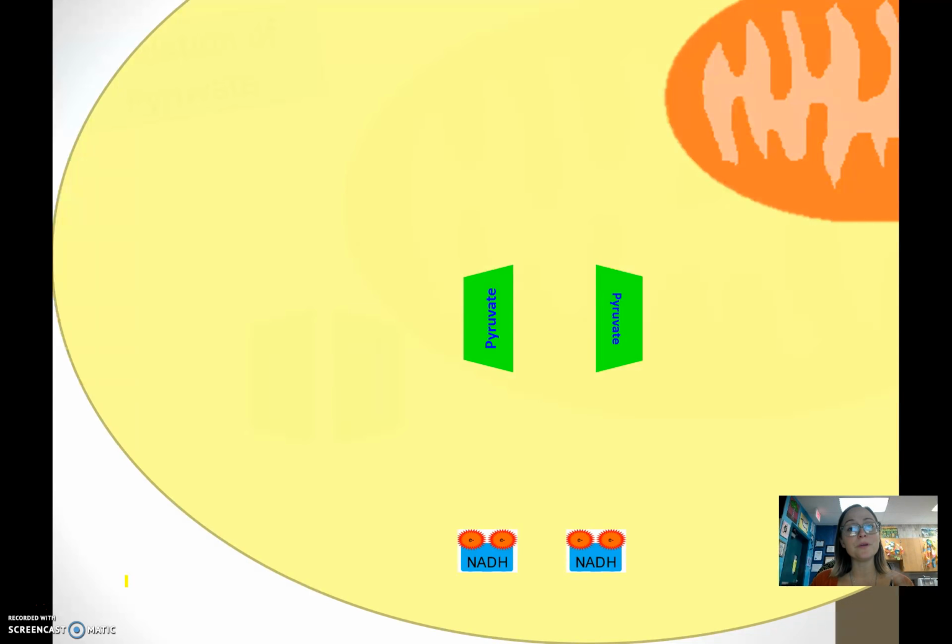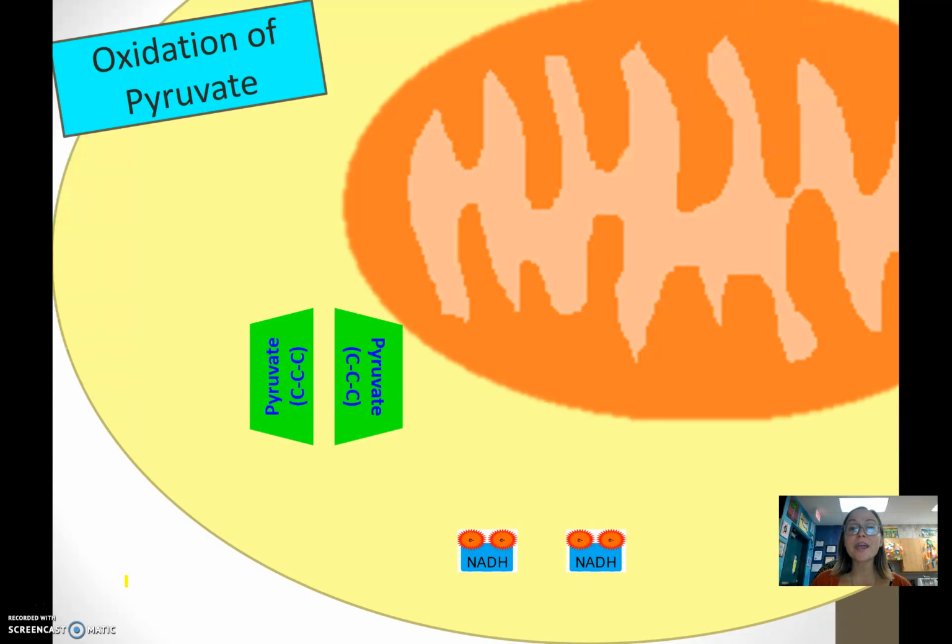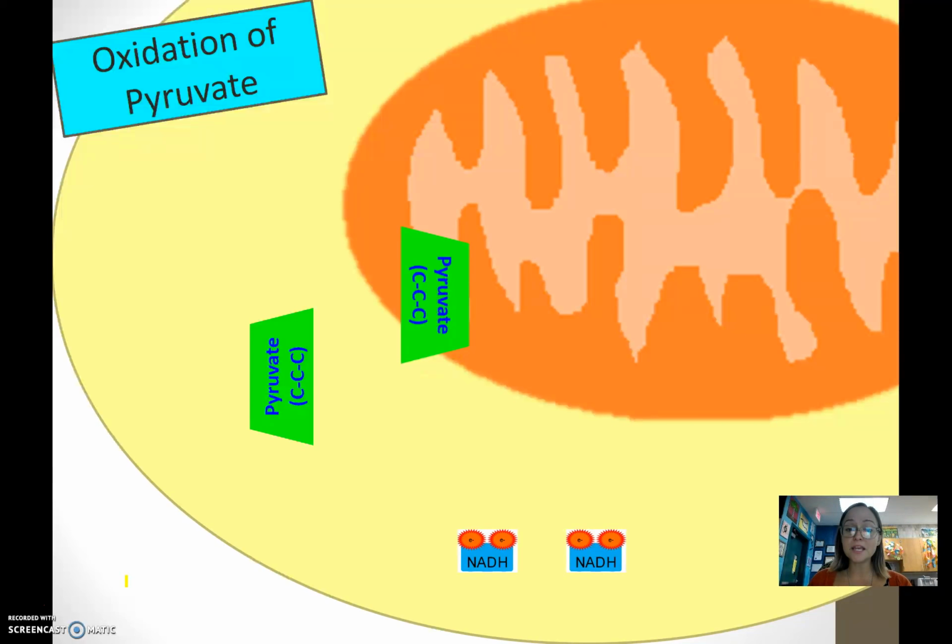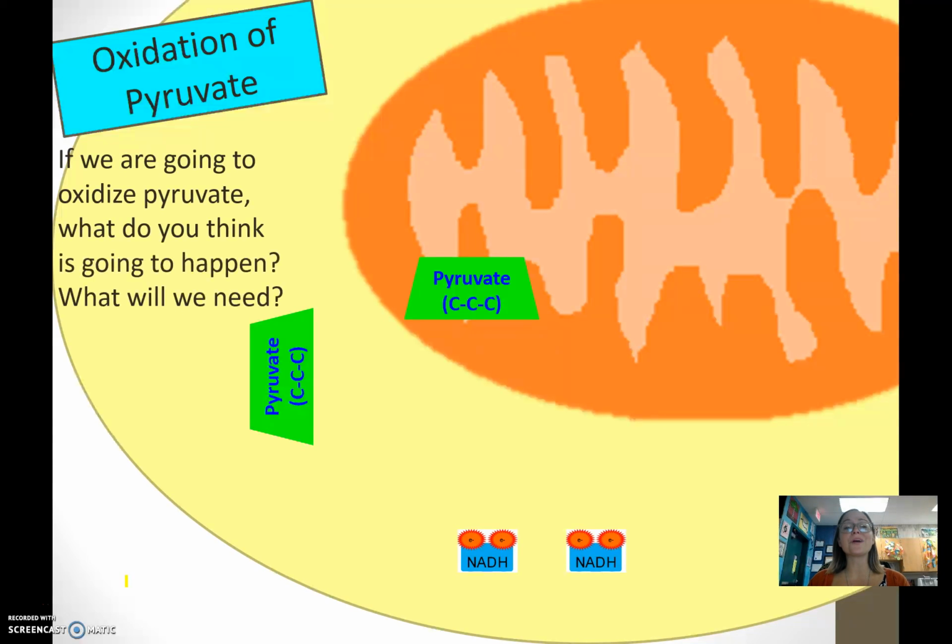The next step, we're going to zoom in here to the mitochondria, and we're going to look at the oxidation of pyruvate. Now think, oxidation means to break the bonds and take the electrons. So pyruvate is going to be giving electrons. When we oxidize a molecule, something is going to be reduced. Here, in this 3-carbon pyruvate that has potential energy still stored in those bonds, we're going to break a bond and take the electrons.